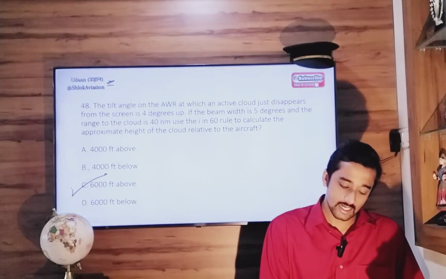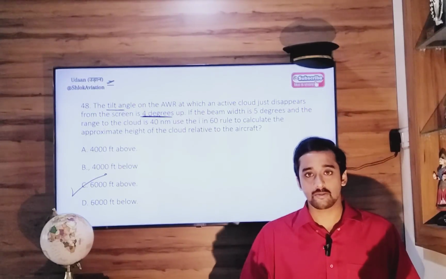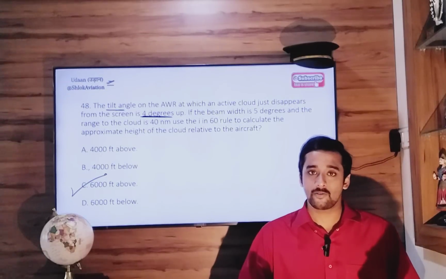And also you can see the tilt is 4 degrees up. That means this layer of cloud will be above you.